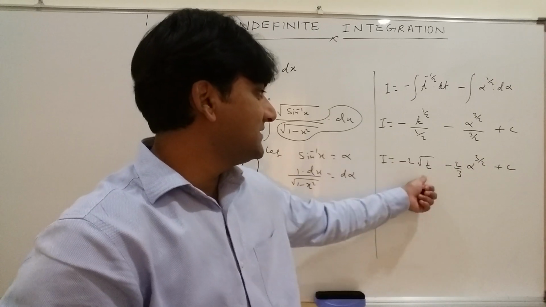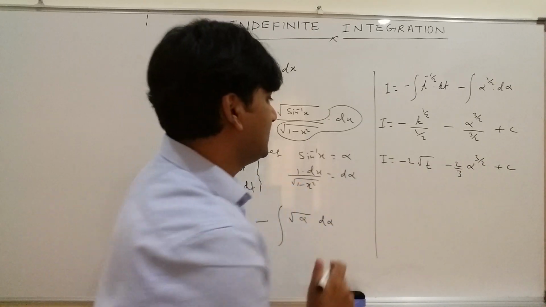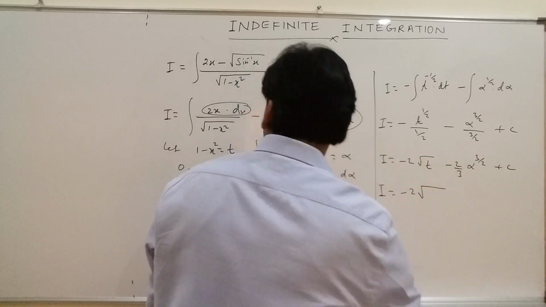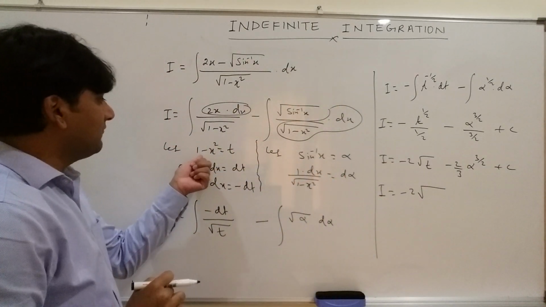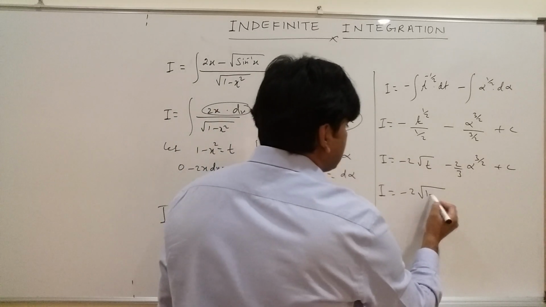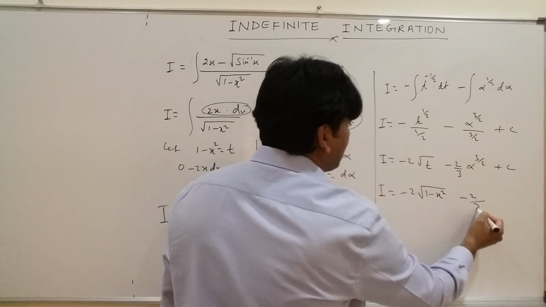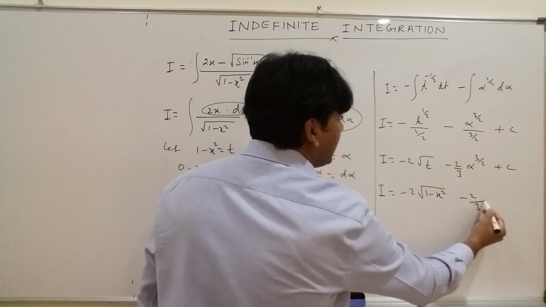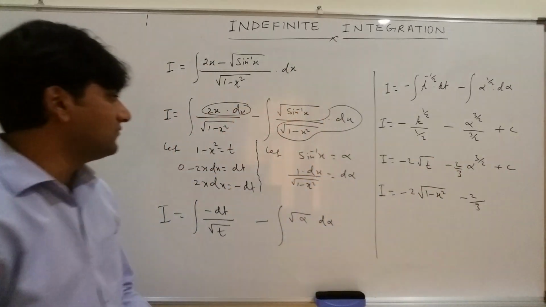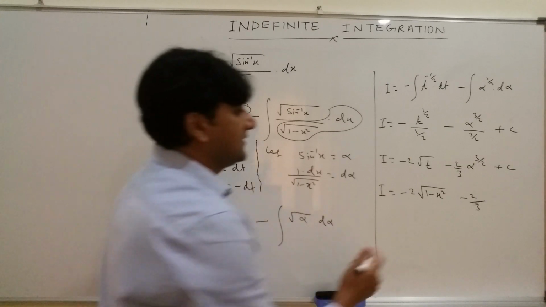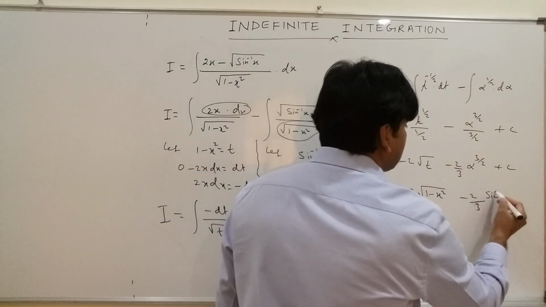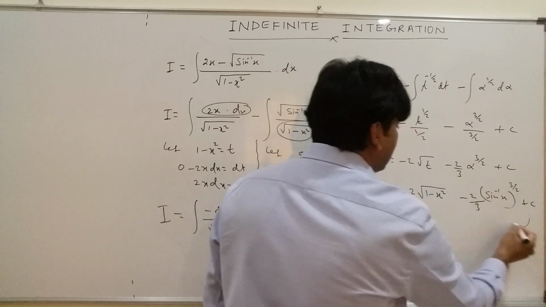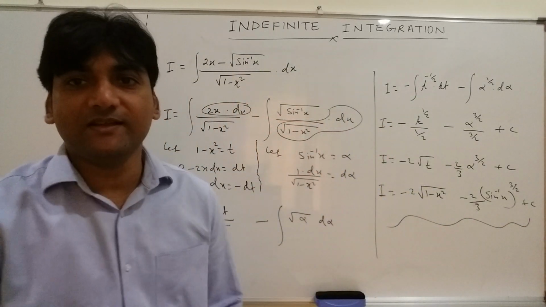We have to remove this t and that alpha. So I equals, I will get minus 2 root, now t was 1 minus x square, so it is root of 1 minus x square. Now minus 2 over 3, this is minus 2 over 3, and alpha raised to 3 over 2. What was alpha? Sin inverse x. So this is sin inverse x raised to 3 over 2 plus c. So this is our final answer.